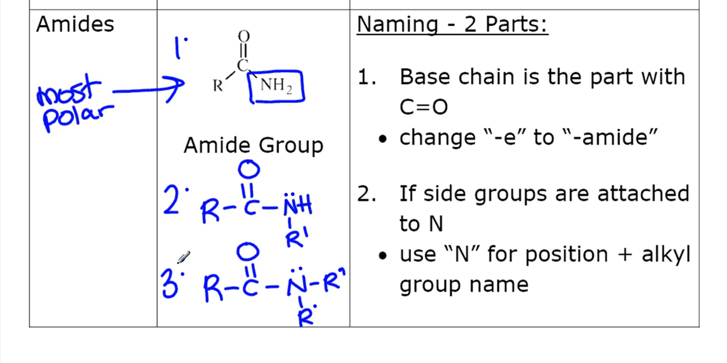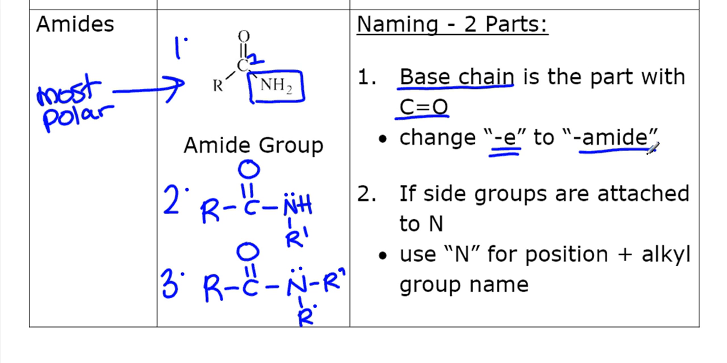So this one also has two parts to the name. One part works very similar to the ester. One part is going to start with that carbon double bonded to oxygen, and it's going to make the base chain. So this carbon here is always carbon 1, and then you're going to count out from it to find how long the chain is. The ending here, instead of ane, if it was just an alkane, changes to amide.